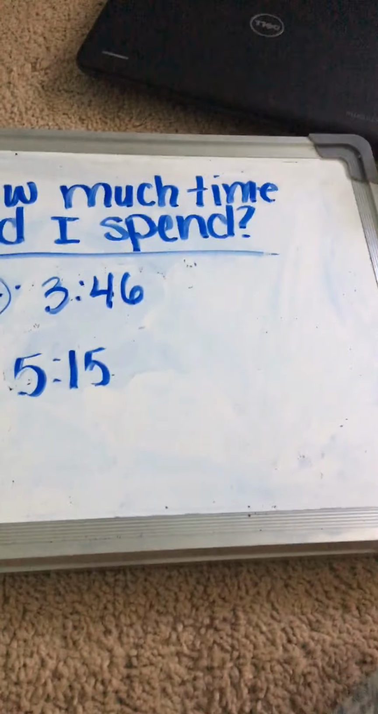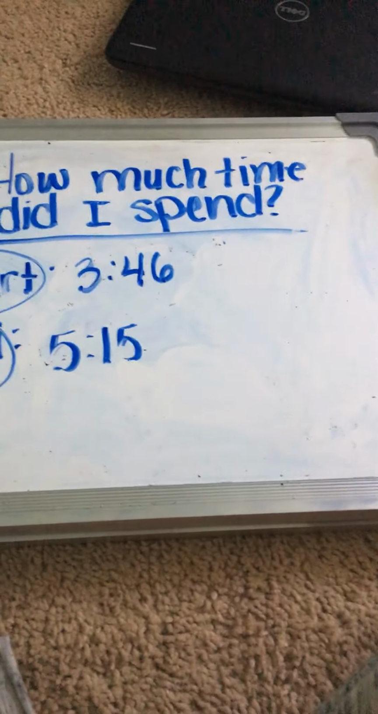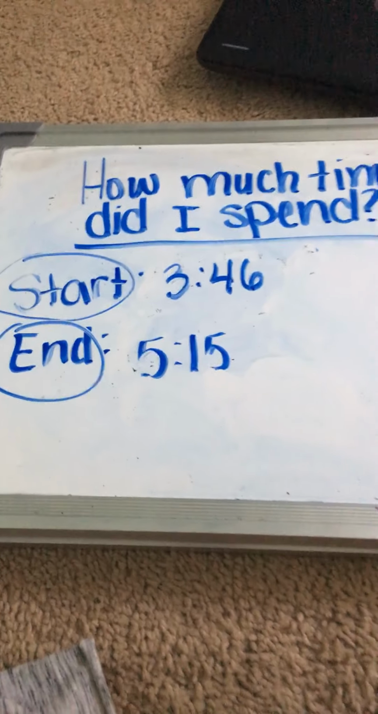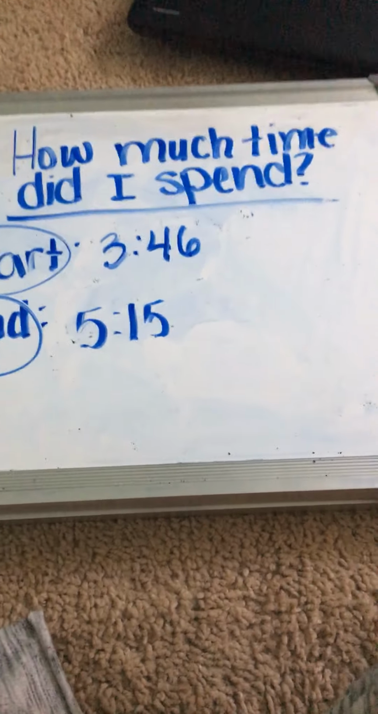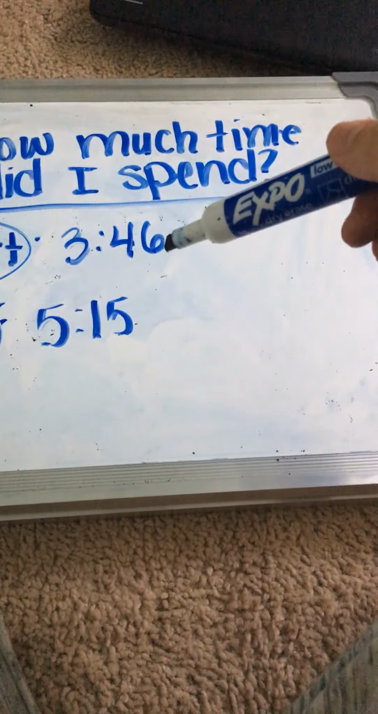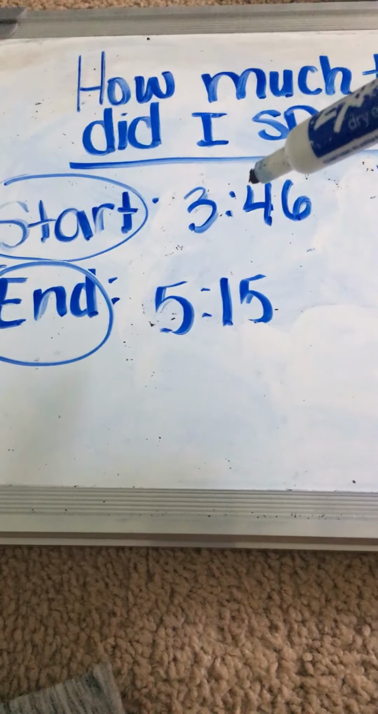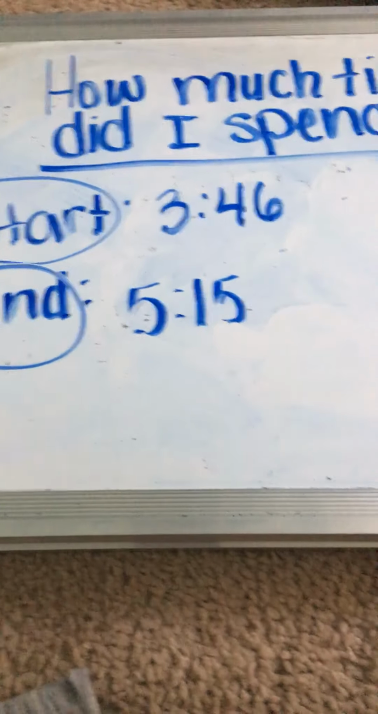So this is going to be part 2 of how much time did I spend. When you're thinking about how much time you spent, you're looking at your end time and your start time and the difference, because you're trying to find the difference between the time that you started and the time that you ended. So I'm going to say that I started at 3:46 and I ended at 5:15.